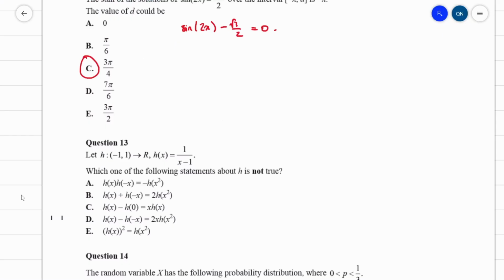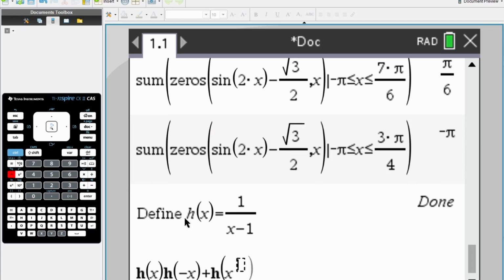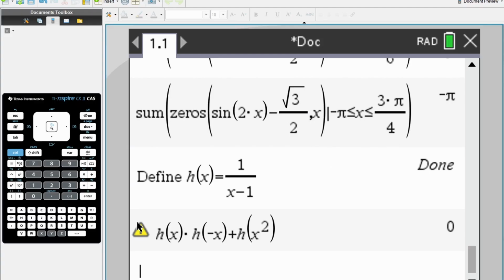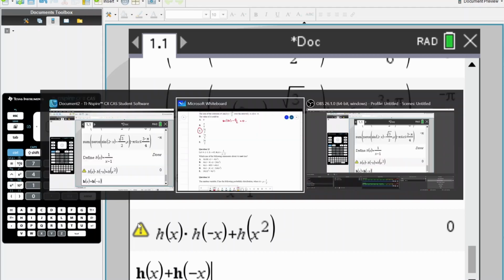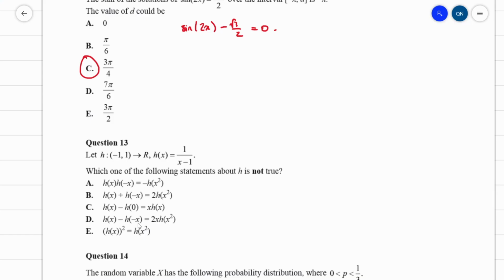So h of x, h of -x. And instead of having to evaluate the left-hand side and match it with the right-hand side, you can just move everything on the right-hand side over to the left-hand side and see if it equals 0. In this case, I'll do plus h of x squared, and that gives us 0. This is not true over here, so A wouldn't be an option. Let's try B. h of x plus h of negative x, then minus 2h of x squared. That also gives us 0.